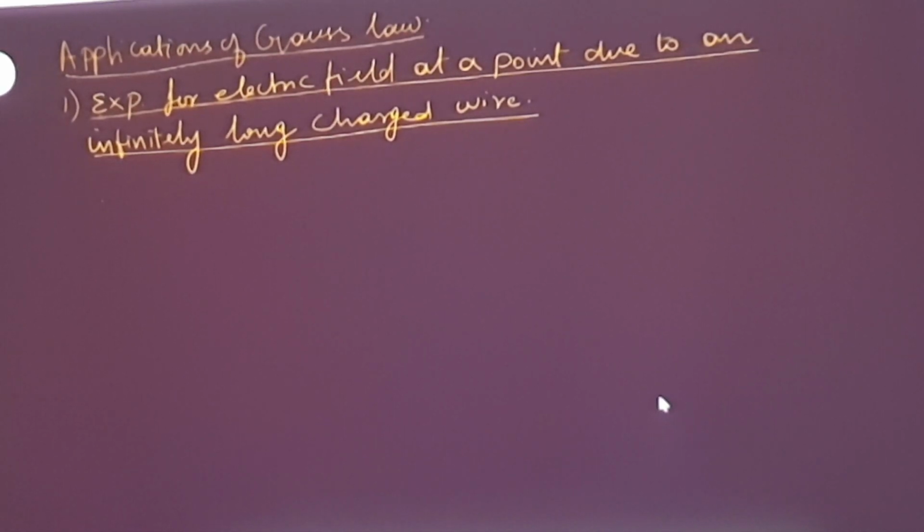In our last class we studied the Gauss law, which states that the total electrical flux in a closed surface is equal to Q enclosed divided by epsilon 0, or by statement we can say that the total electrical flux in a closed surface is equal to 1 by epsilon 0 times the charge enclosed. Using that we are going to get an expression for the electrical field at a point due to an infinitely long charged wire. How can you get this?